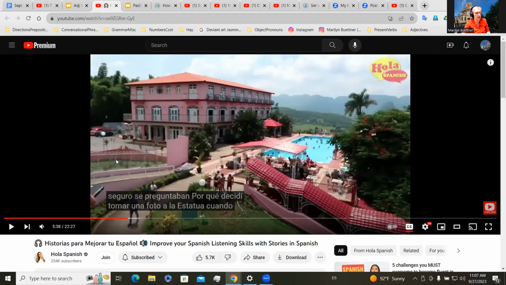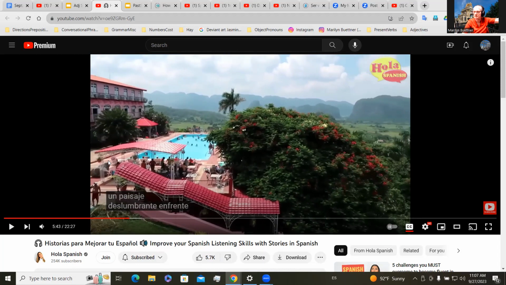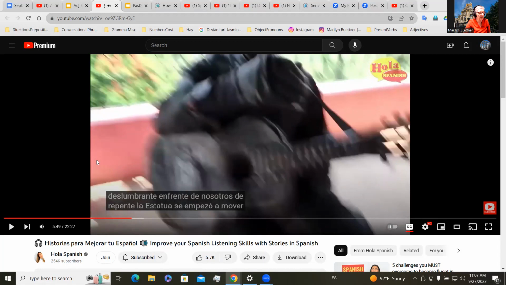Cuando había un paisaje deslumbrante frente de nosotros, la estatua se empezó a mover. When there was a dazzling landscape in front of us, suddenly the statue started to move. Se empezó a mover, and moverse is reflexive, so I could say se empezó a mover or empezó a moverse. I can switch that se to either place. Moverse means to move around. Mover is somebody moving a thing into a place, but when we talk about a person moving their arms, their legs, their head, it's moverse. Se empezó a mover. The statue began to move.